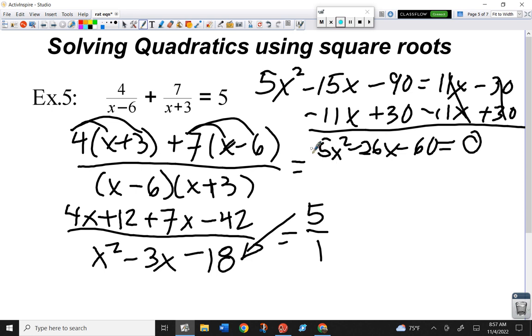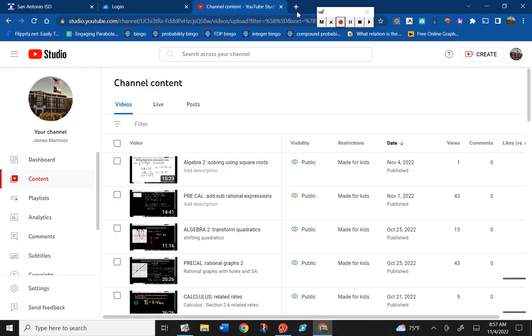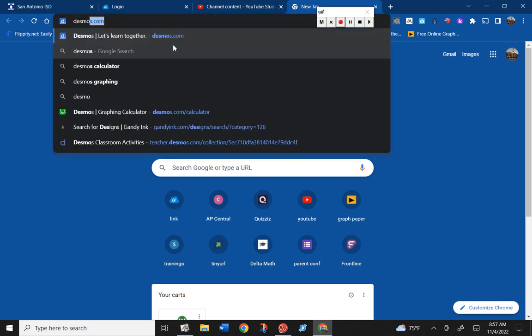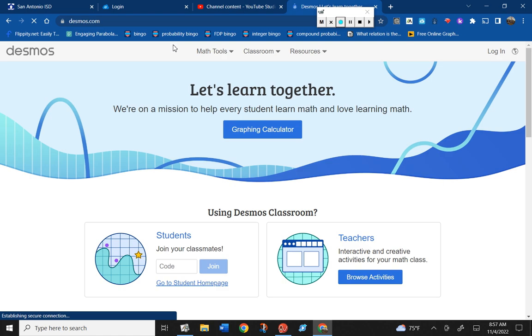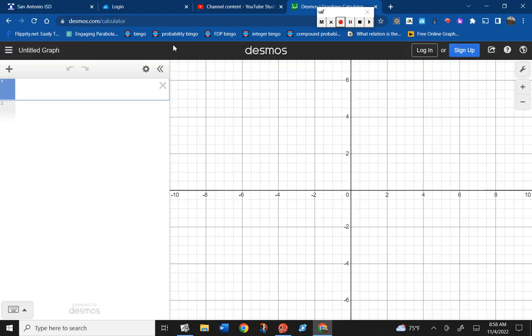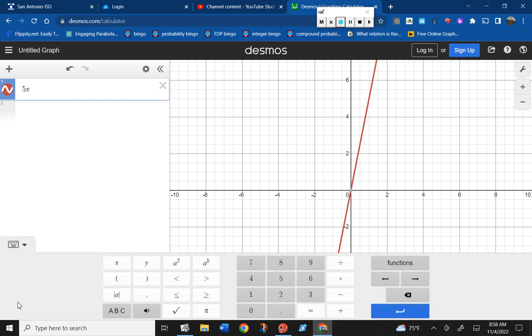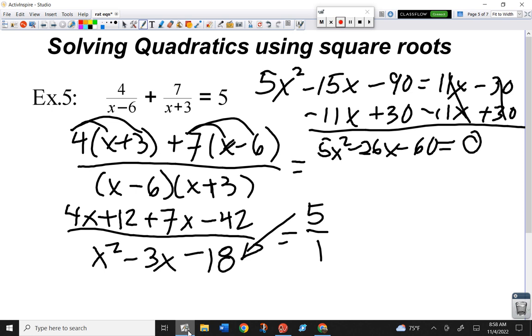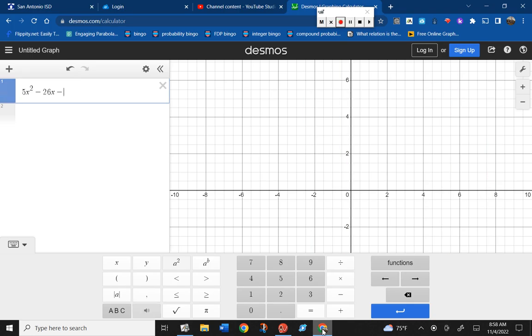Now again, I'm going to go use Desmos because Desmos is going to be a nicer way, or not nicer, but it's just a different way. And again, you could do this outside of class. So go to the graphing calculator, and we'll put that 5x squared in the calculator. I believe it was minus 26x, and then minus 90? No, minus 60. Minus 26x minus 60.